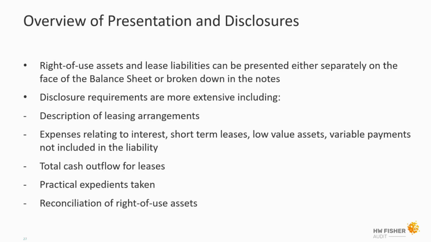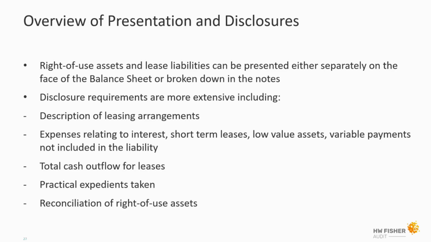So as I say, right of use assets and lease liabilities, you can either create them separately on the balance sheet, or have them broken down in the notes. There are going to be a lot more extensive commentary needed for this. So description of the lease arrangements, and the practical expedients taken. Have you classified everything as a class of assets? Are you taking that over the class? What class of assets have you taken those expedients over?